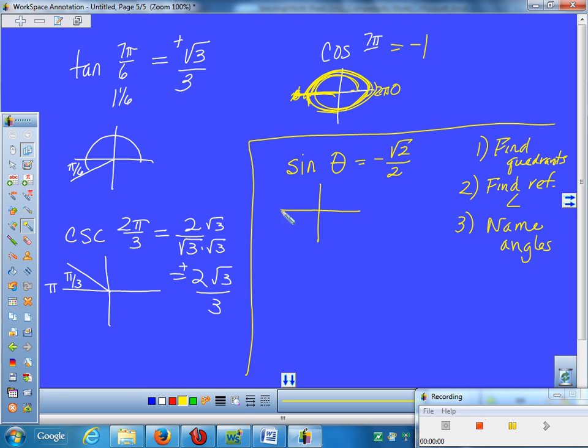So, where's sine negative? It's in 3 and 4. It's negative in third and fourth. So you go, okay, I could be in the third quadrant or I could be in the fourth quadrant.